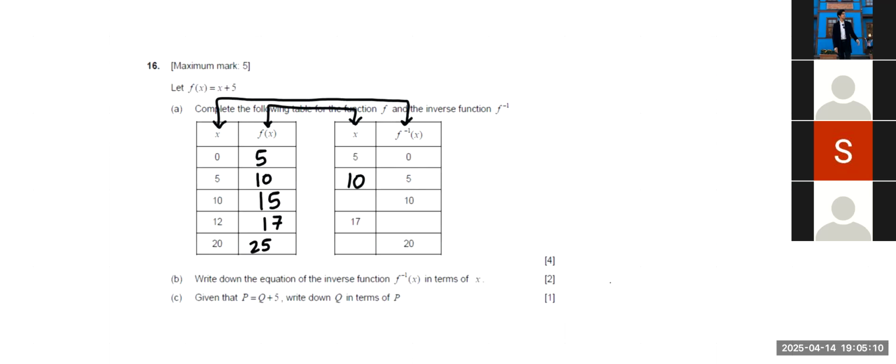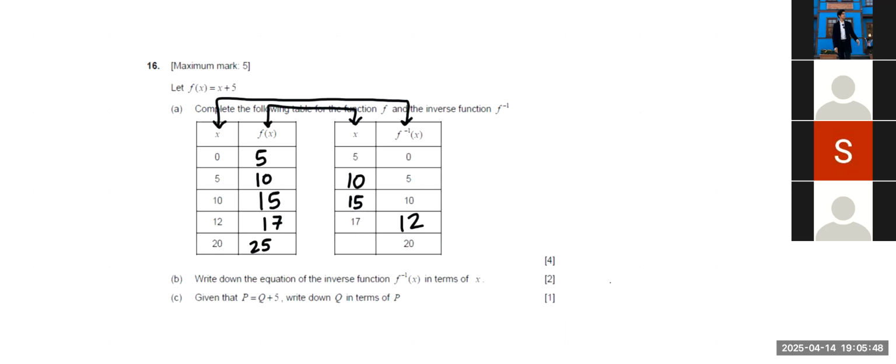So for Sophia, what do you think I put here? 15. 15 exactly. Because when the output of the inverse is 10, that essentially corresponds to the input of the function. And the input of the inverse will correspond to the output of the function. And for instance, Amy, what do you think we're going to have here? Careful. Would it be 12? 12 exactly. Because these two and these two are equal.